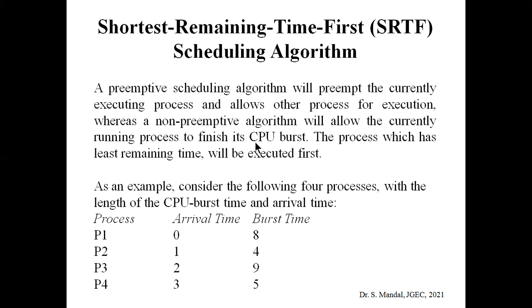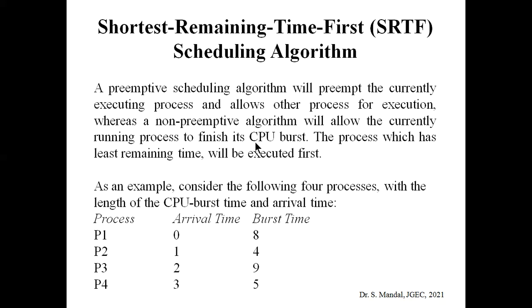Now, the next algorithm is the shortest remaining time first scheduling algorithm. As the name suggests, at a particular time instant, we compare the remaining time of all the processes. The process which has the least amount of remaining time for execution will be executed first. That is the shortest remaining time first, or SRTF, algorithm.